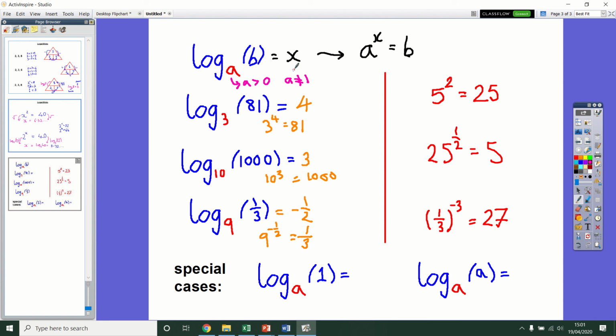Okay, a couple of special cases. If I have log with any base, base a, of 1, well, what power of a makes 1? That's going to be 0, because a to the 0 always makes 1. Okay, and similarly, log base a of itself, if it's log base a of a, then the power of a I need is 1, because a to the 1 makes itself.